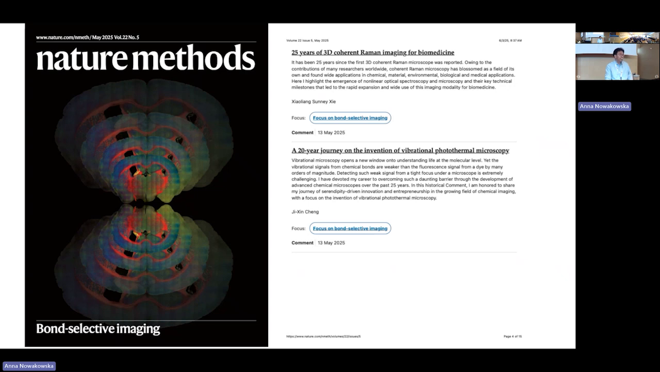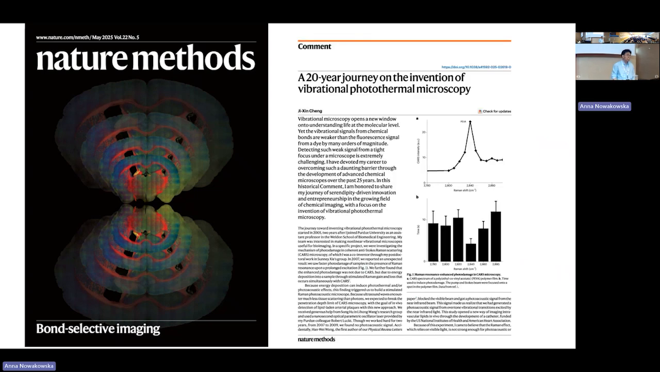So today I'm happy to share with you, and especially the young people, that the development of this vibrational photothermal microscopy in my group was driven by an unexpected observation of photo damage 20 years ago. So I never planned to do photothermal microscopy. This is purely driven by serendipity.